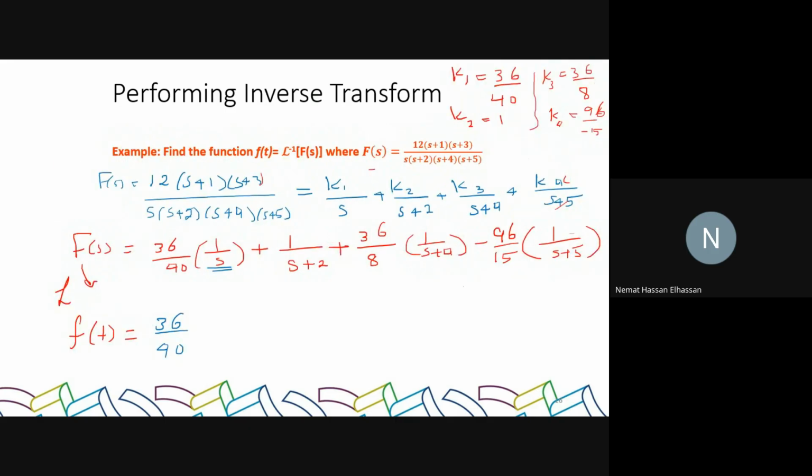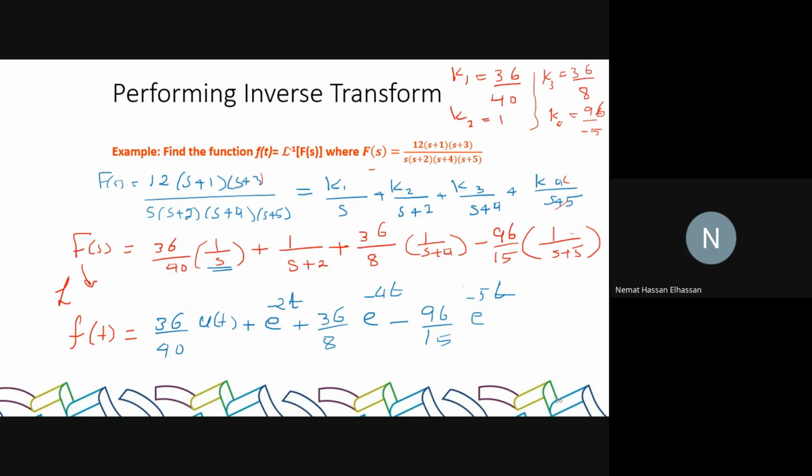U of t, the transform of 1 over s plus 2 is perfect, plus 36 over 8, and the transform of 1 over s plus 4 is minus 96 over 15. Clear? Makes sense? Do you have any question up to this point? Okay.